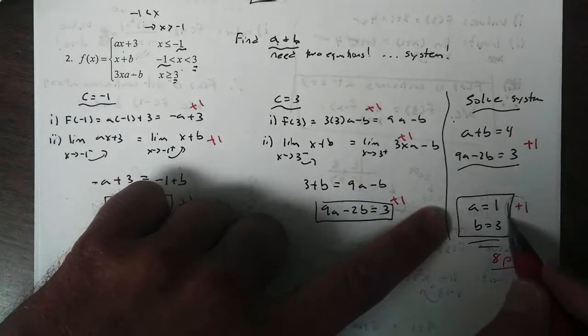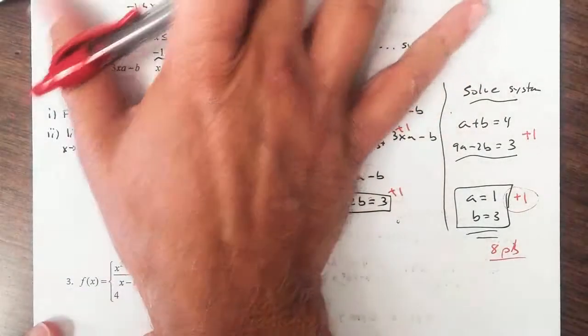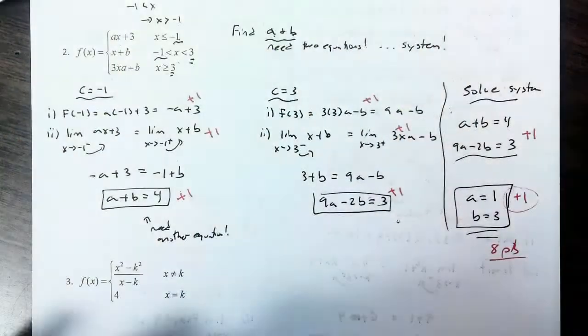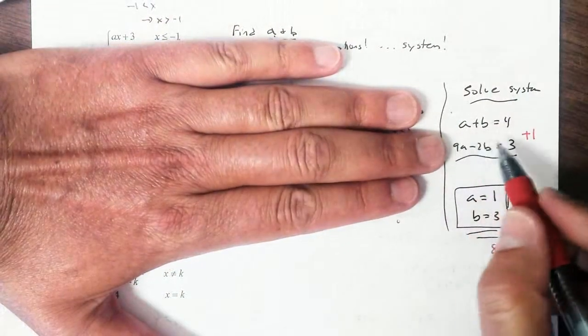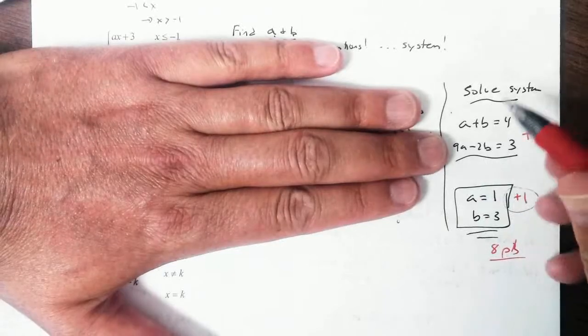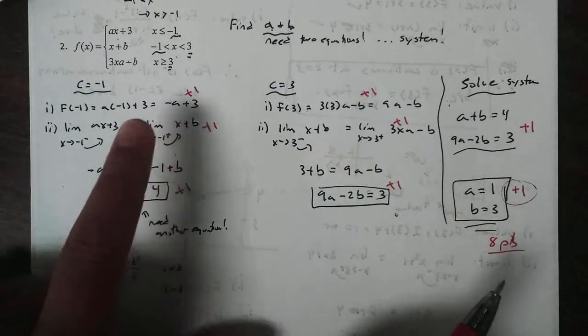Notice, how many points is the answer worth? Only 1 point. So if you only have the answer, you only get 1 point. Now some of you guys are really good. Some of you guys will just write this down: I got my system and solved it. But you only get 2 out of 8 points for that. So you really need to show your work on these.